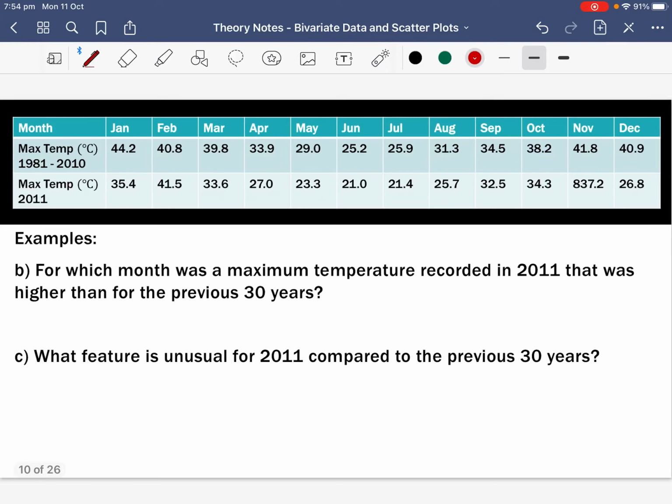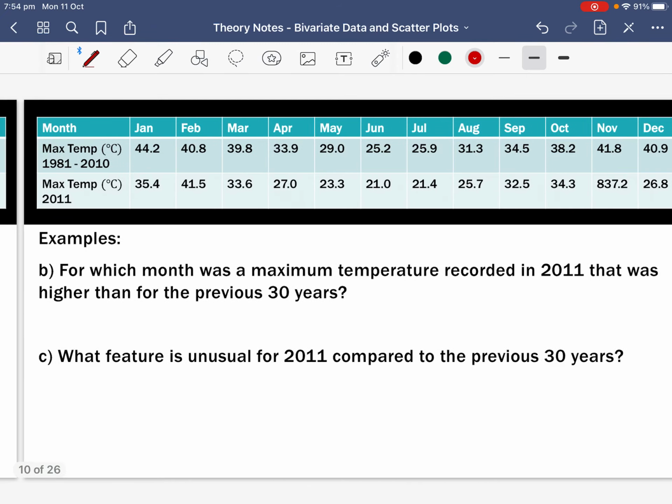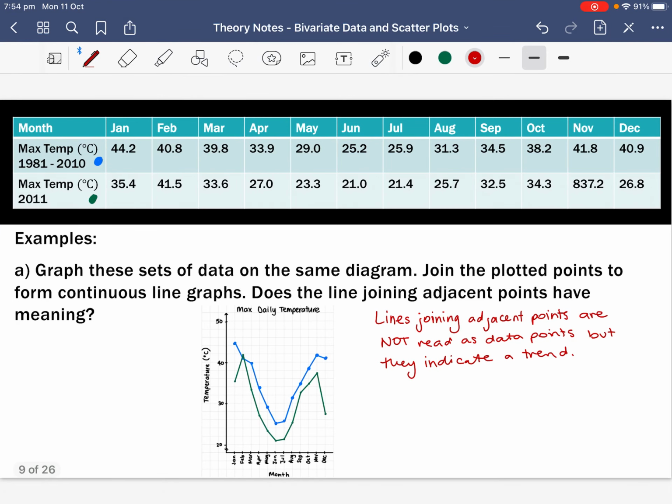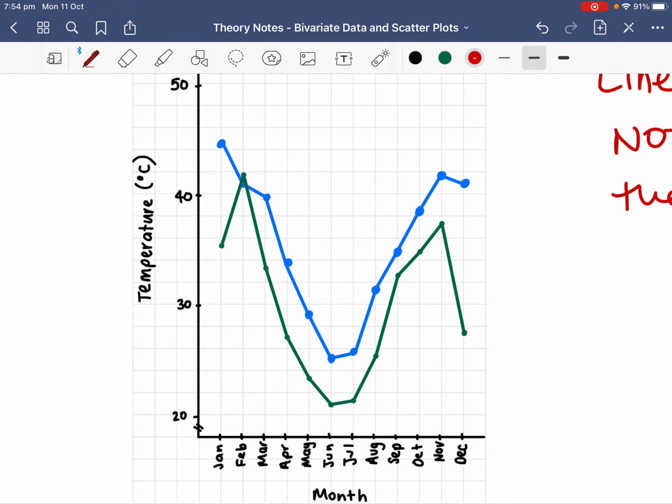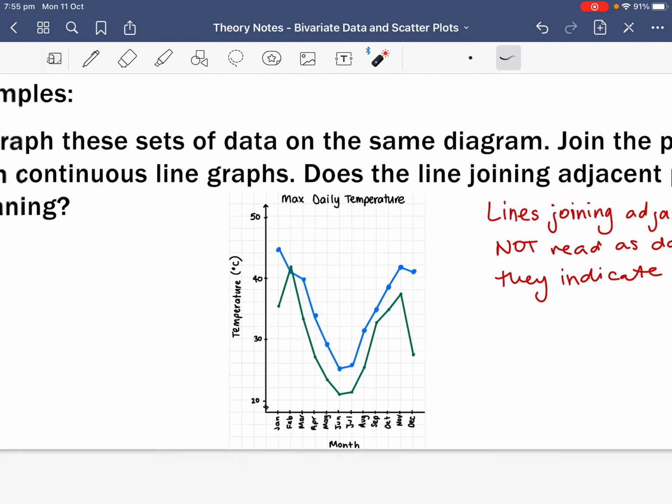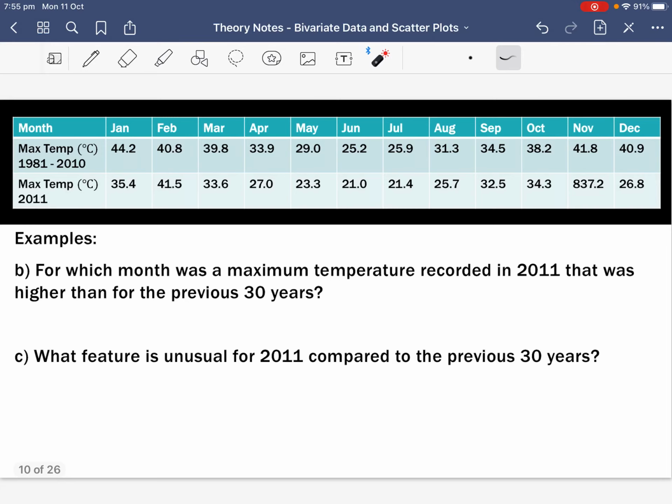Okay, we now have part B. So part B says, for which months was a maximum temperature recorded in 2011 that was higher than for the previous 30 years? So if we have a look back here, the only data point on our green line, when we're talking about 2011, that's higher than our blue point, which is our temperature recorded between 1981 and 2011, is this green point here. And that's in February, so we're talking about this point here, so it's in February in 2011 with a temperature of 41.5.